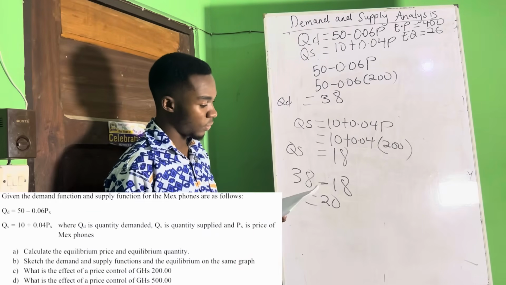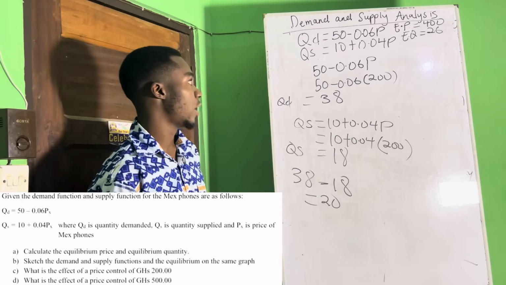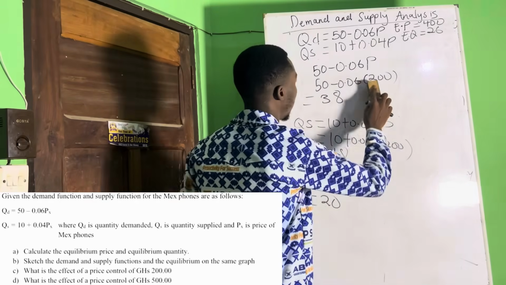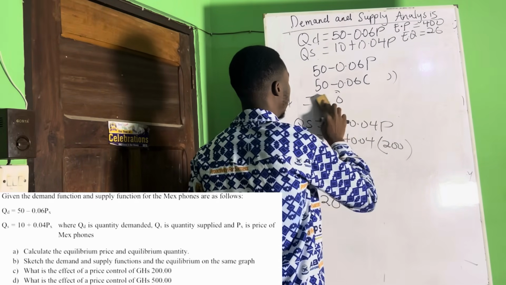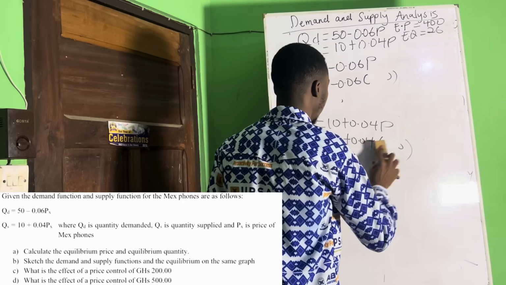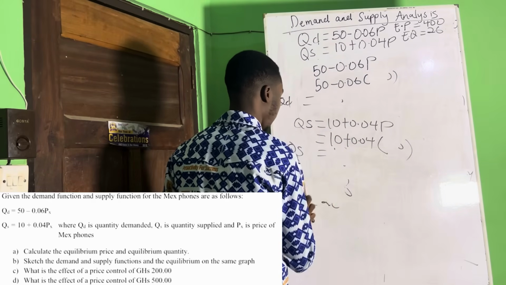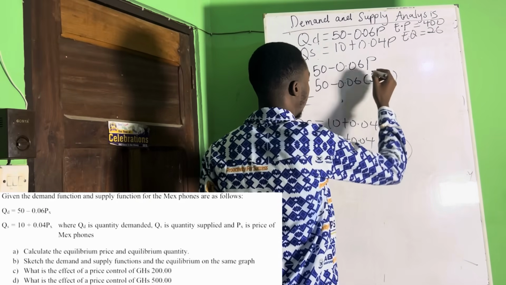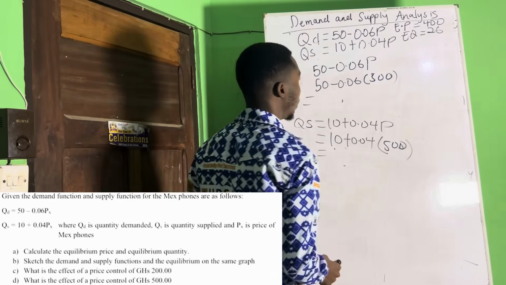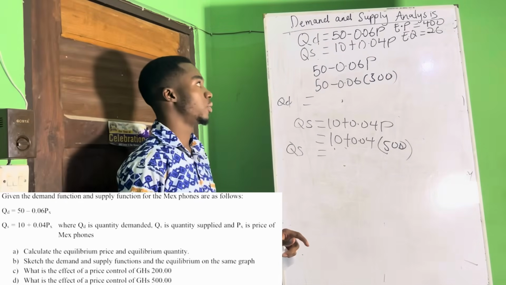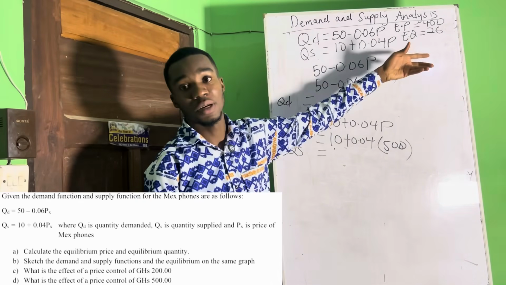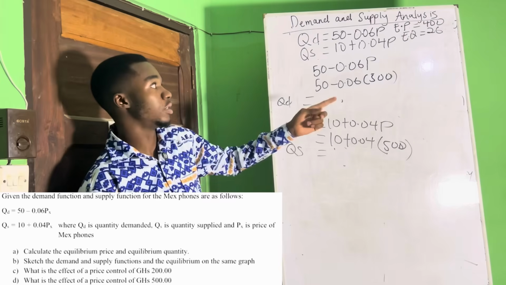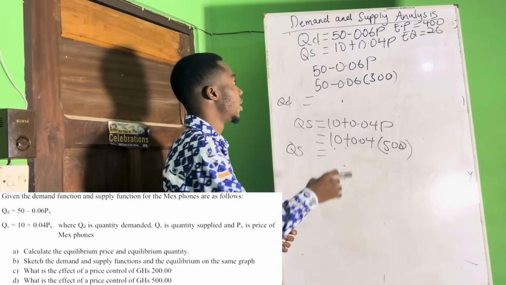Part D says, what is the effect of a price control of 500 cedis? So you just substitute 500 into the equation. We are going to change here to 500, and also change here to 500. So at first the producer was producing at 400 cedis, but the government realized that maybe it's too cheap. So now the government is saying they should increase the price from 400 cedis to 500.